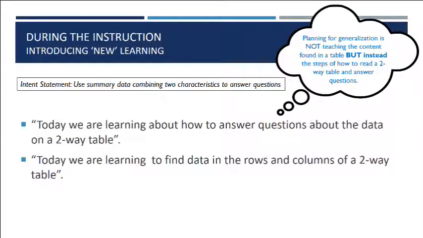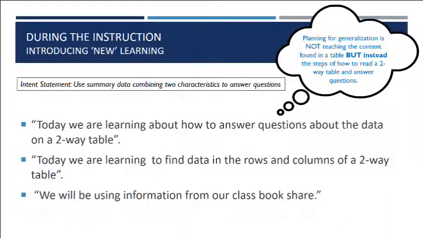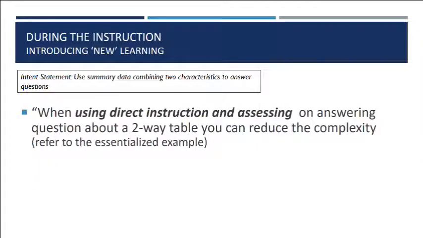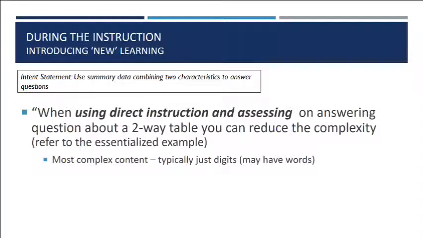Today we're going to learn to find information in rows and columns of a two-way table. We're going to use information from our class book share. So now I've connected it to something relevant for the students. Use something relevant with your class. And then start out, just like previewing the book, you're going to review the two-way table in its entirety. You're going to use direct instruction to assess answering questions about this two-way table.